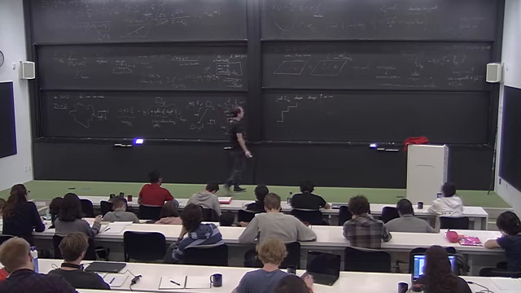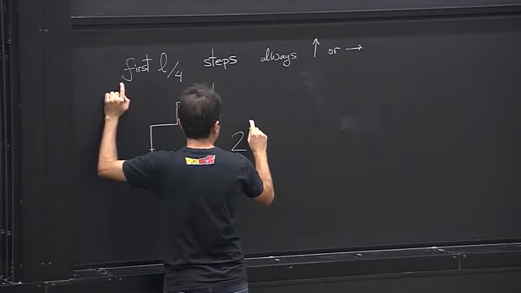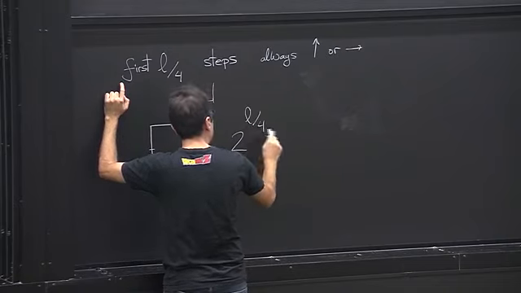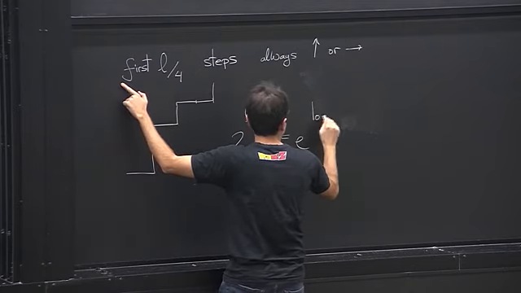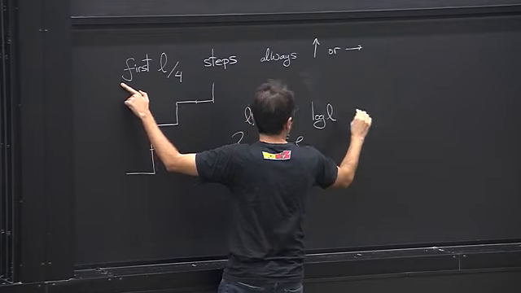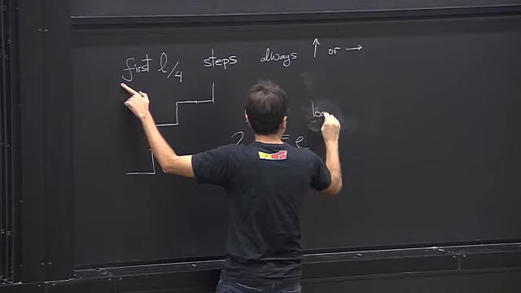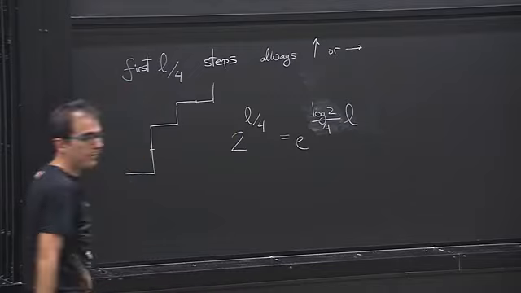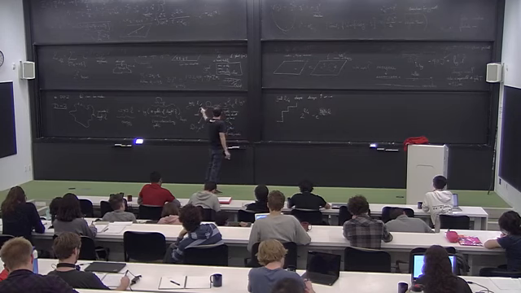How many are there? There are 2 to the L over 4 options, which is e to the (log 2 over 4) times L. So that's exactly already what I have.